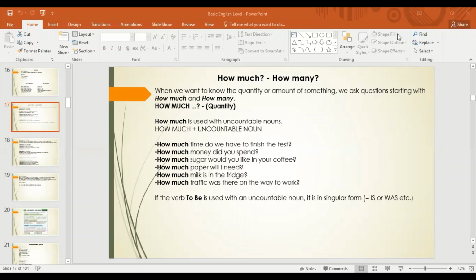So when we talk about present, we use is. When we talk about past, we use was. You can see the second last example: How much milk is in the fridge? It means it is in present. कि fridge में कितना दूध रखा है या कितना दूध है. How much traffic was there on the way to work? यानी कि जब आप काम के लिए निकले रास्ते में तो कितना ट्रैफिक था. If we talk about is, we talk about present. If we are using was or were, we are just talking about past. Okay. So इस तरीके से इस कॉन्सेप्ट को लेकर हम how much का इस्तेमाल करते हैं.